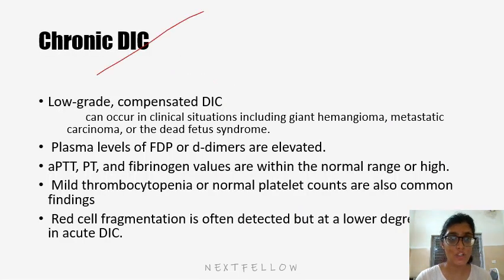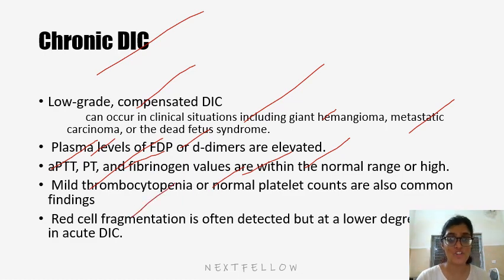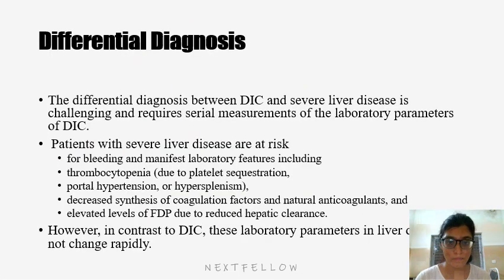Chronic DIC, low-grade or compensated DIC, can occur in clinical situations including giant hemangiomas, metastatic carcinoma, or a dead fetus syndrome. Plasma levels of FDP or D-dimers are elevated. APTT, fibrin and fibrinogen values are within normal range or high. Mild thrombocytopenia or normal platelet counts are also common findings. Red cell fragmentation is often detected but at a lower degree than acute DIC.